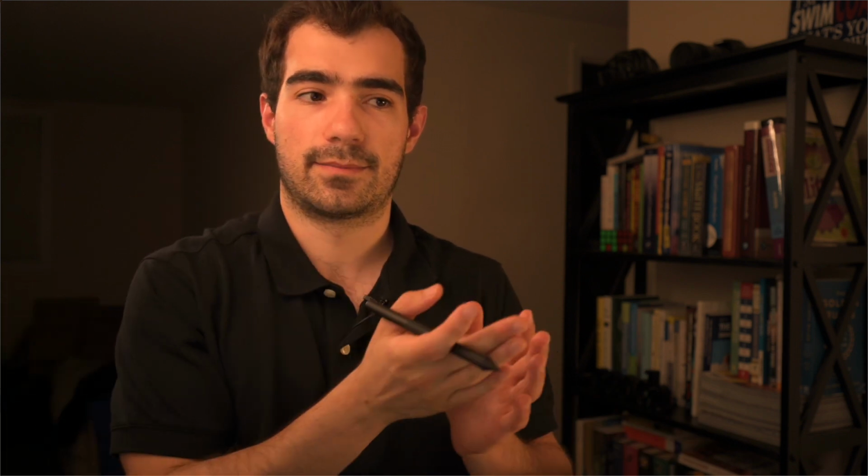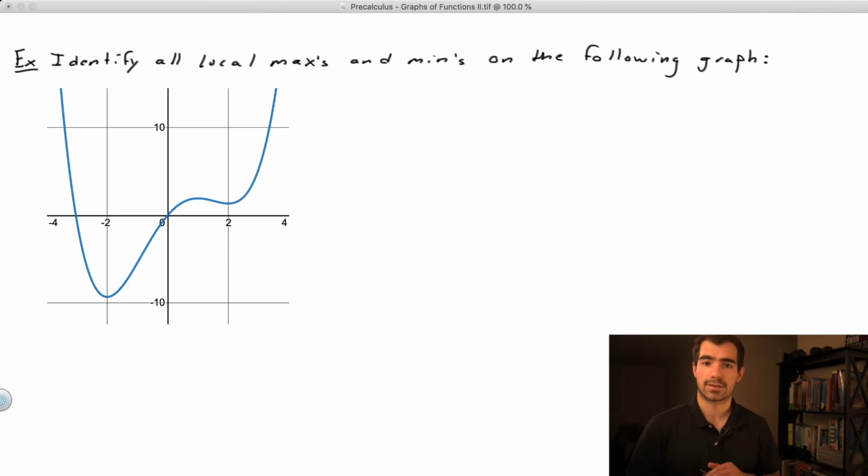And so at least for now, whether you think of it in terms of the formal definition, or just in terms of a max being any peak and a min being any valley, or a max switching from increasing to decreasing and a min switching from decreasing to increasing, all of these ways will help you get to the same point, which is to identify a relative max or a relative min. And so let's see if we can take a look at this graph and identify those relative maxes and mins.